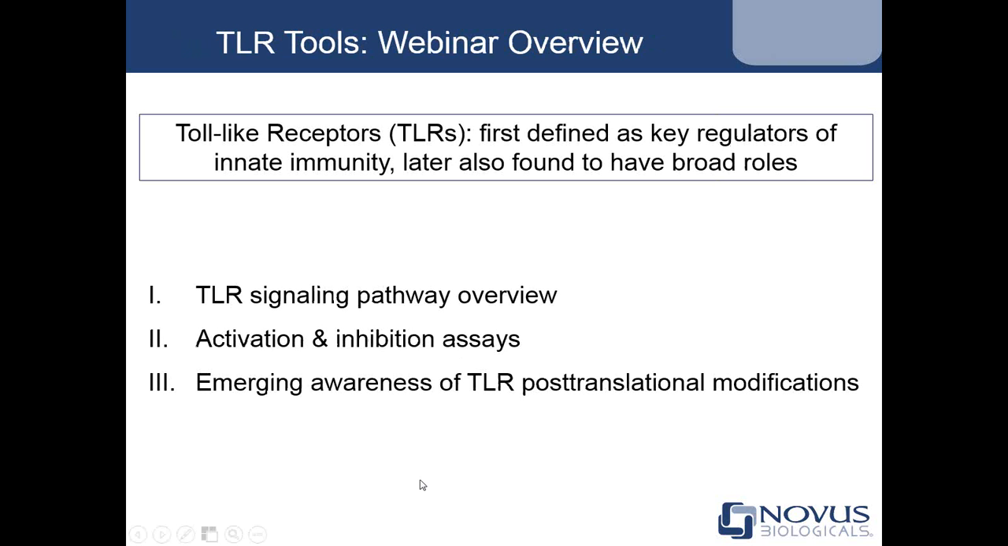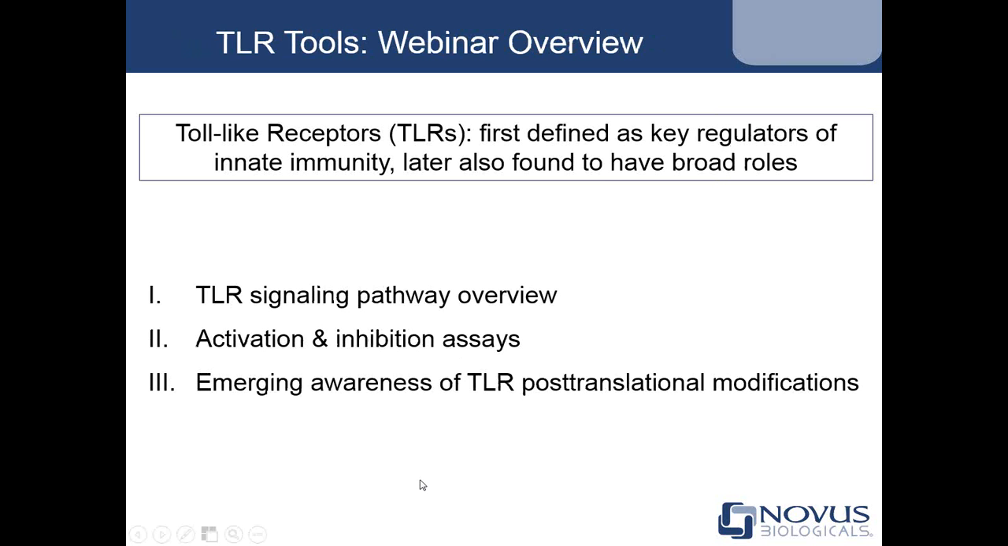So as most of you probably know, TLR receptors were first defined as key regulators of innate immunity. However, they were later found to also have broad roles. So that we are all on the same page, I want to start with a TLR signaling pathway overview, followed by TLR activation and inhibition assays, and then finally I will talk about the emerging awareness of TLR post-translational modifications and how that can affect Western blot analysis.